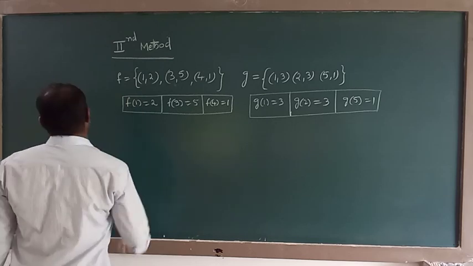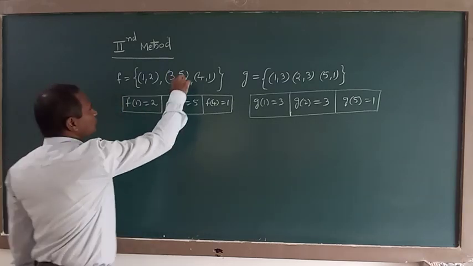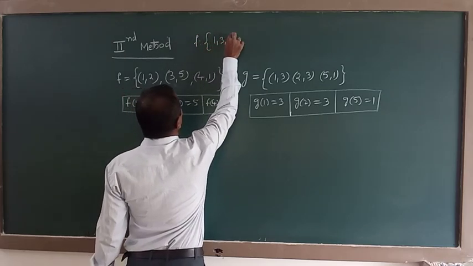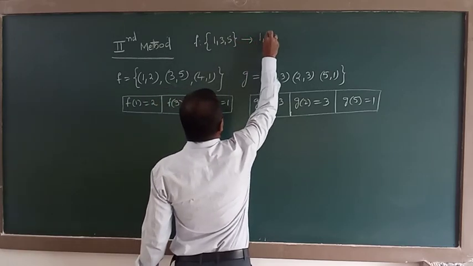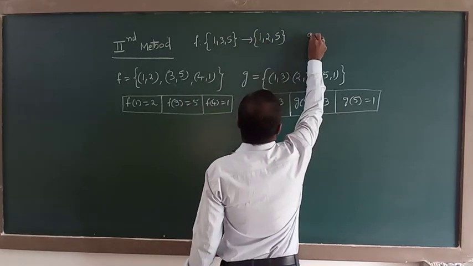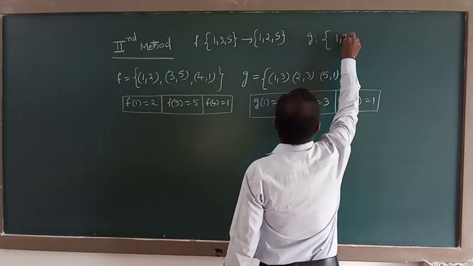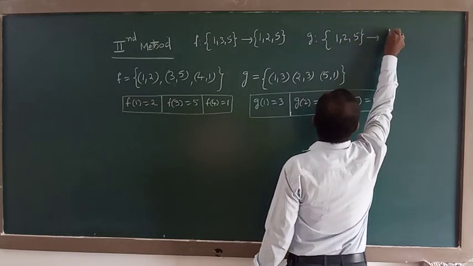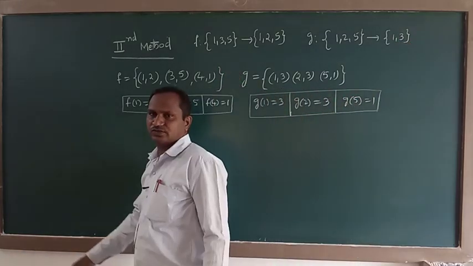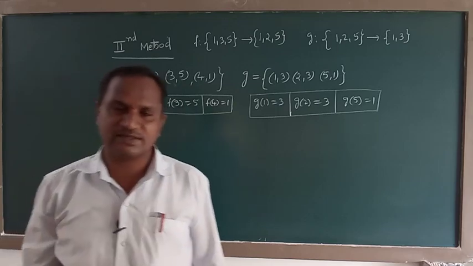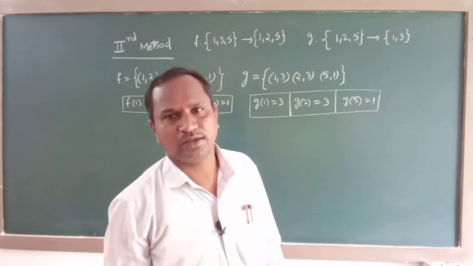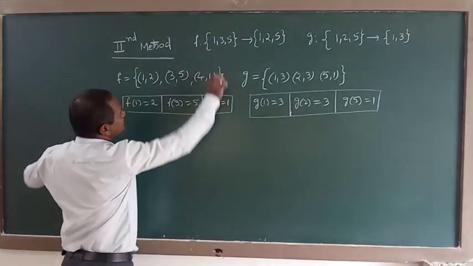What are the first set elements? First set elements are 1, 3, 4. Here f maps from 1, 3, 4 to 1, 2, 5, and g maps from 1, 2, 5 to 1, 3. For all of these first set elements, consider the first elements here.